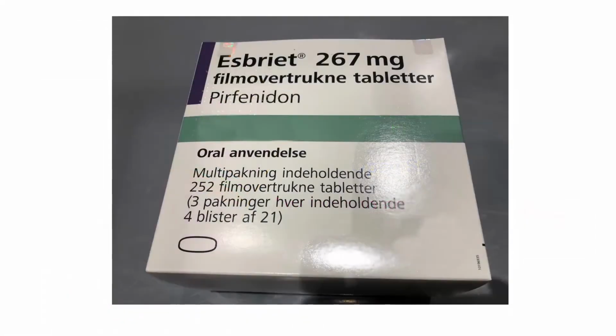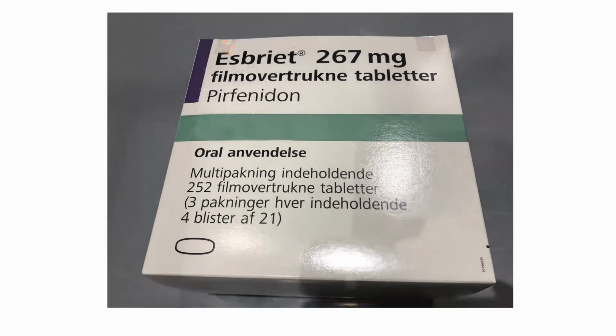For our example today, we're using this pack of 252 267 milligram film-coated tablets of Esprit. In line with the Falsified Medicines Directive, 4 pieces of information are printed on the pack: the GTIN, the serial number, the expiry date, and the batch lot number. These are all encoded in the GS1 data matrix.